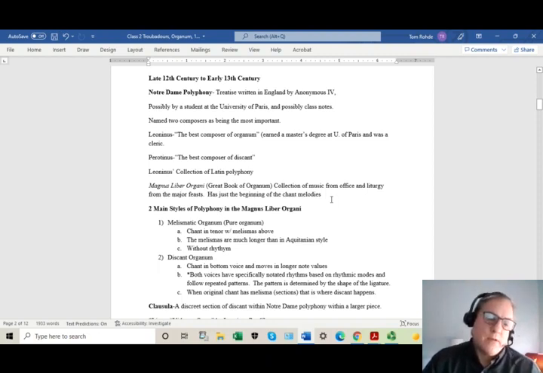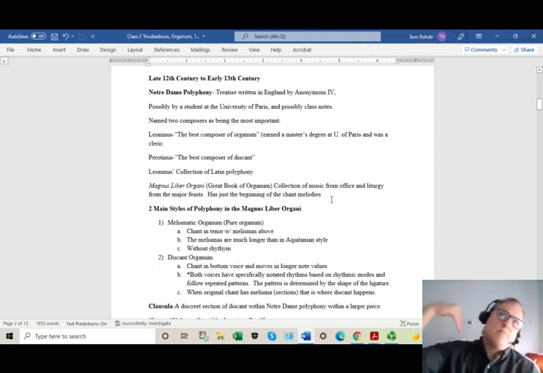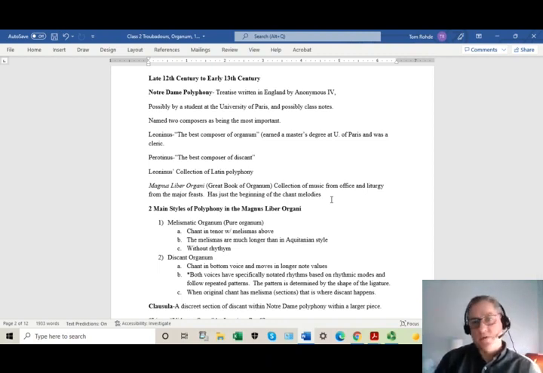There's music for the Catholic Mass, and then there's also music for the daily office, meaning music that would be sung by the members of the church community when Mass wasn't taking place, basically day to day. And a lot of this polyphony was used for major feast days, so they're important days on the liturgical calendar.